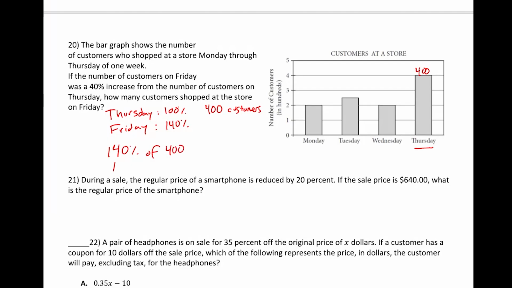So 140% as a decimal is 1.40, and then times 400. This is something you'll just type into the calculator. 1.4 times 400 is 560. So there's 560 customers on Friday.